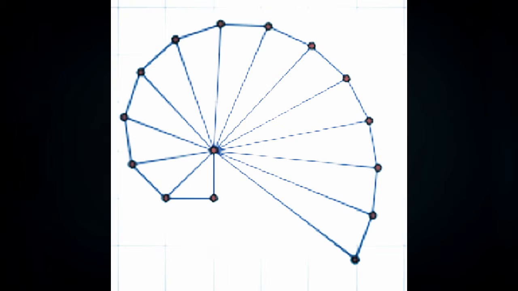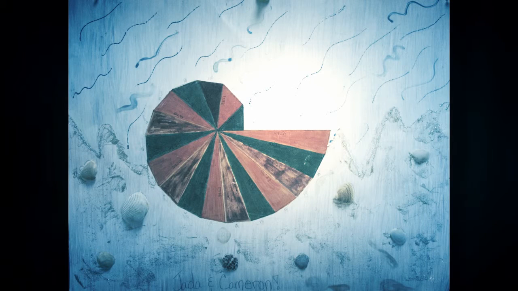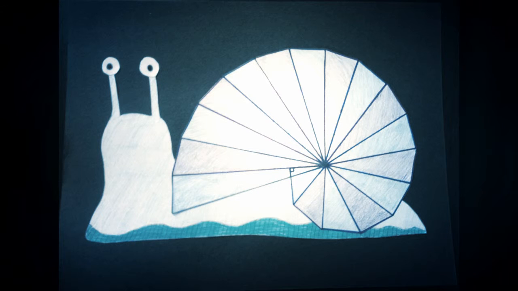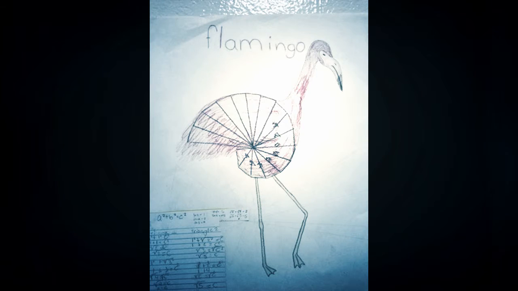As you work on connecting your triangles, you will gradually notice your spiral take shape. Your finished spiral can come to life in a variety of forms. Do you see a seashell? Or perhaps a snail? Maybe you see a turkey, or even a flamingo.